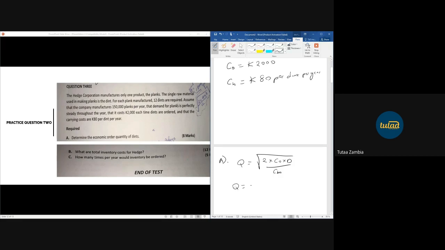Now we're going to substitute. We have 2 times our ordering cost, which is 2,000, times our demand. What's our demand? 1,800,000, divided by our holding cost or carrying cost in this case, which is 80 kwacha.